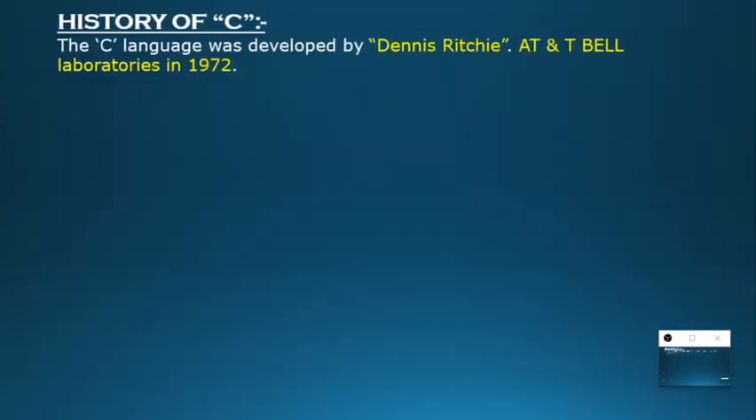C language was developed by Dennis Ritchie at AT&T Bell Laboratory. So in 1972 there was a laboratory called AT&T Bell Laboratory in the US, and there Dennis Ritchie is the person who developed this C language. And let us see what the history is, what was the starting, and what it is now.